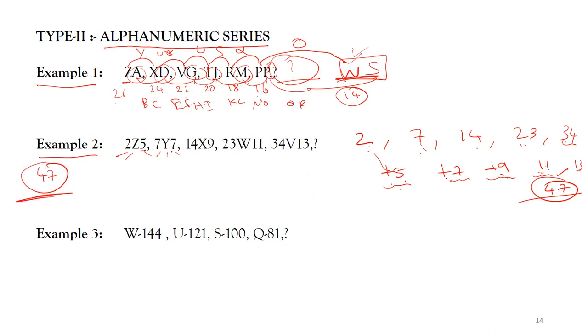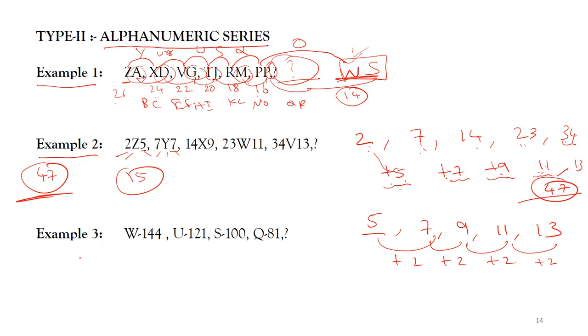Now coming to the last term, as there are numbers, let us solve it quickly. 5, 7, 9, 11, 13. So what is happening here? 5 plus 2 is 7, 7 plus 2 is 9, 9 plus 2 is 11, 11 plus 2 is 13, 13 plus 2 is 15. So the last term is 15.